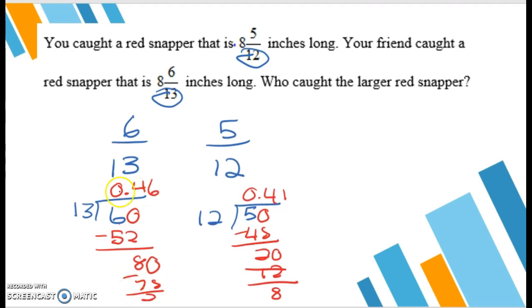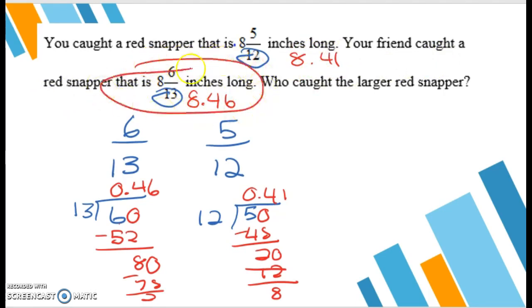So I can stop now because I know that 6/13 translates into, well, this whole answer would be 8.46. And this one would be 8.41. So I know that my friend who caught the snapper, so this answer right here, this is the bigger answer.